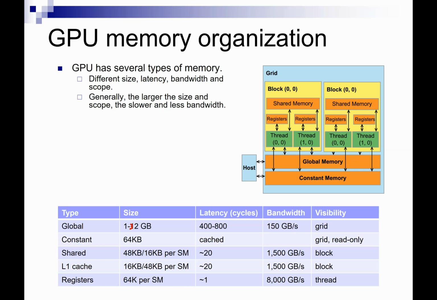Okay, so in fact, if you want to access global memory on the GPU, it's going to take hundreds of computing cycles. Okay, so like 400 to 800 cycles. So that means that in one trip to read data from the global memory, right, you can actually do 400 computations or 800 computations.